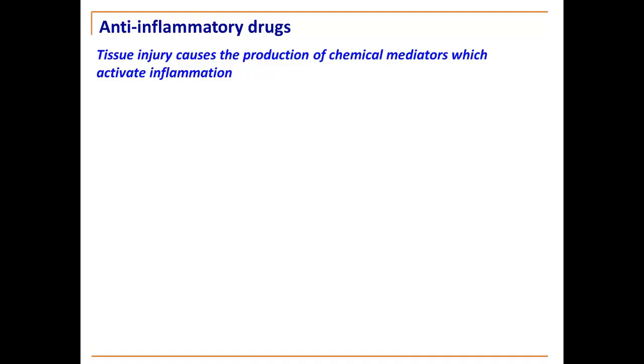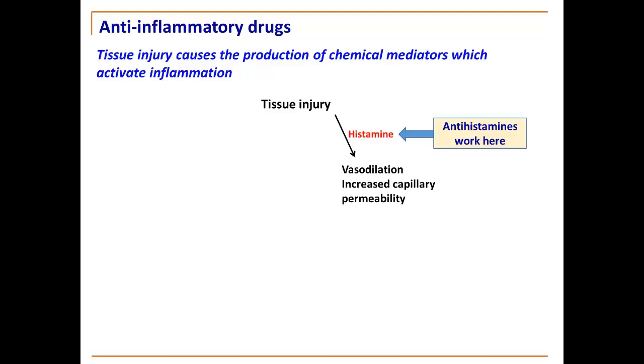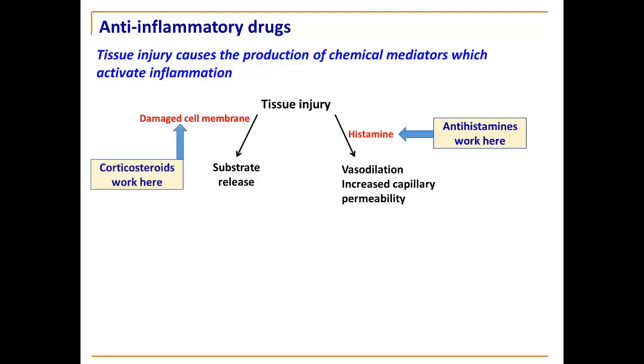So anti-inflammatory drugs. Tissue injury causes the production of chemical mediators which activate inflammation. We've talked about each of those different types of chemical mediators, and I will just go through this in a different way, but also highlighting where drugs potentially work. So we get some tissue injury, we start to release our chemical mediators. One of those is histamine, which induces vasodilation and increases capillary permeability. Your antihistamines work there. Your damaged cell membrane also releases a variety of substrates, and your corticosteroids work at this point. They help to stop the release of the damaged cell membrane at this point.